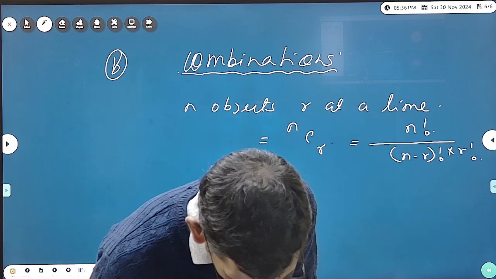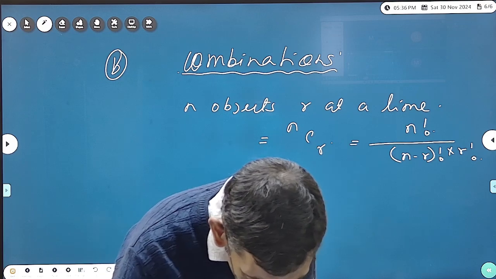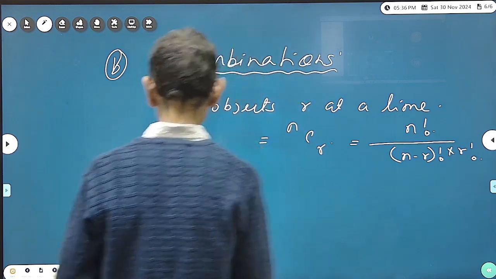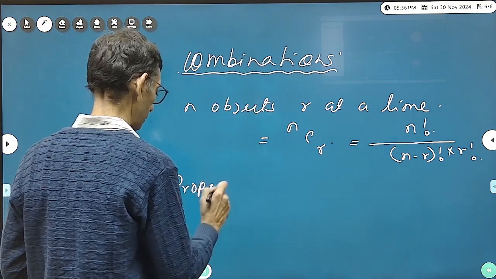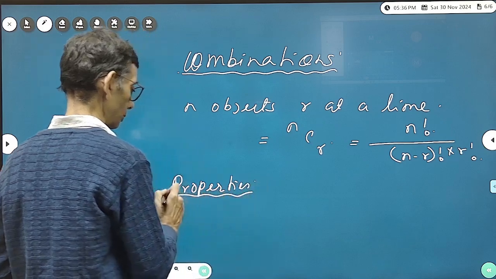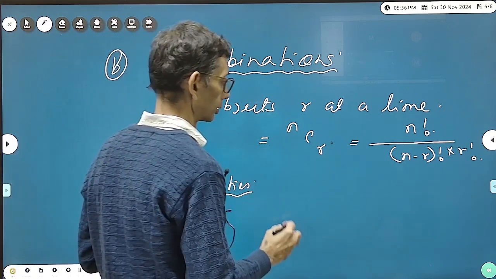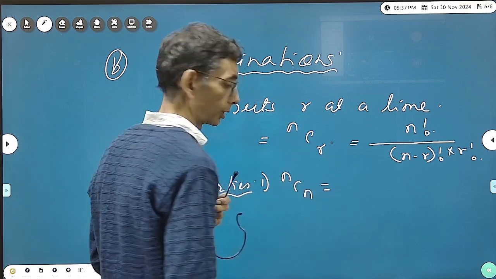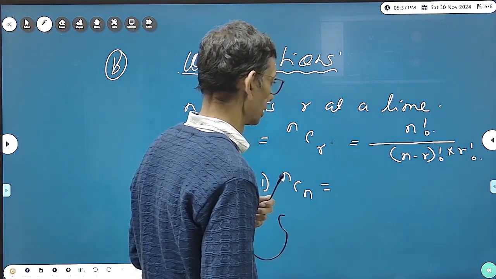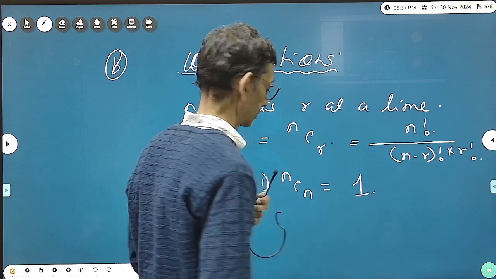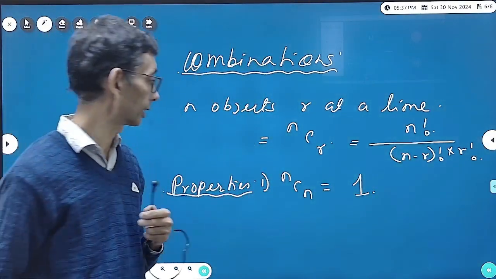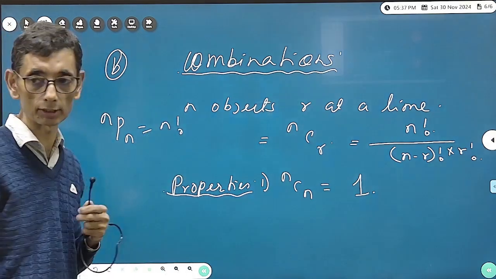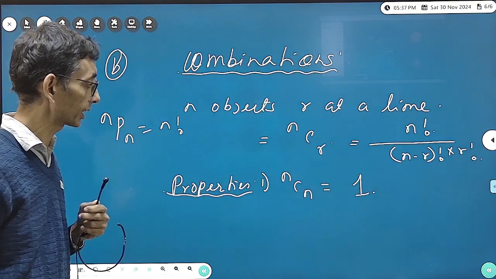There are some important properties we need to know. Remember, nCn is always equal to 1, but nPn is not 1, it's always n factorial. It's a very big number, depending on n. nCn is equal to 1.